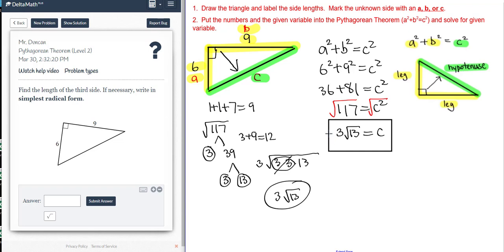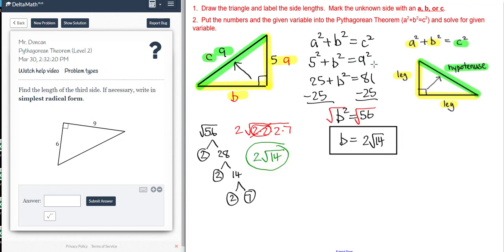So hopefully that's a good review of how to, in this example, solve for the hypotenuse and checking the divisibility rule for 3's. And then the first one was solving for a leg and then, again, simplifying.